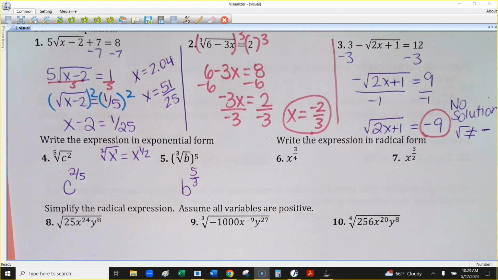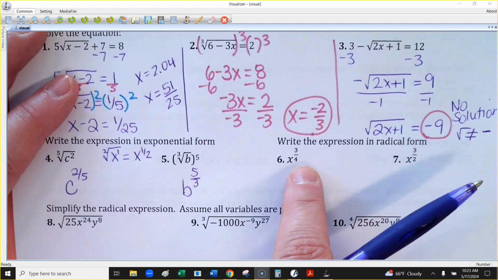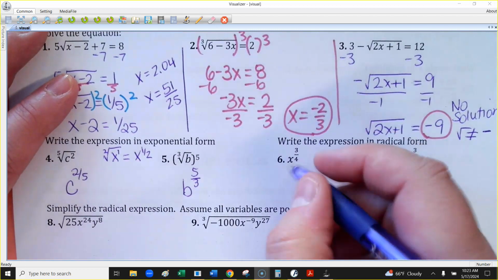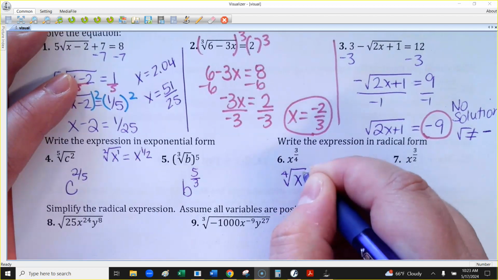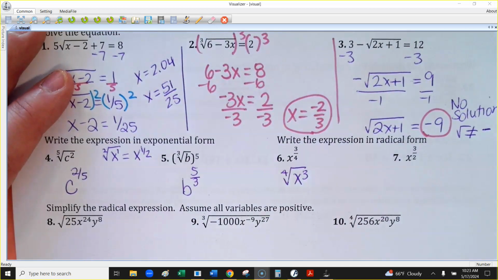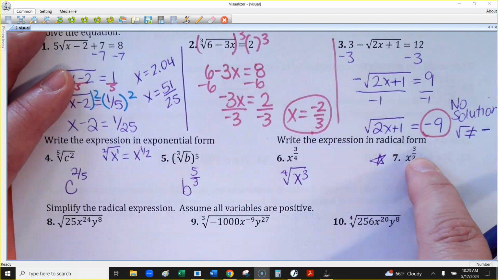All right, now I'm going to do the other way. So I've given you exponential form here, so we're going to reverse this and put it in radical form. So just bottom out, this would be the 4th root of x to the 3rd. That's all you're doing there. This guy is a little tricky. So this is to the 3 over 2 power.